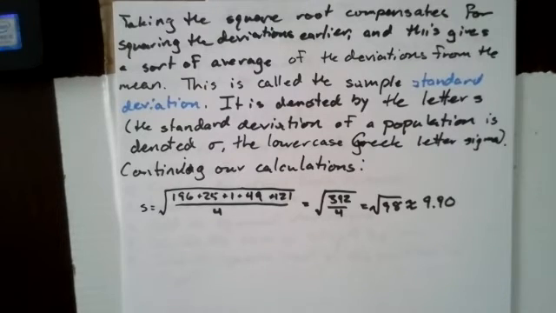So continuing our calculations, we have S equals the square root of 196 plus 25 plus 1 plus 49 plus 121, divided by 4. That's the square root of 392 divided by 4, which is the square root of 98, or about 9.91.